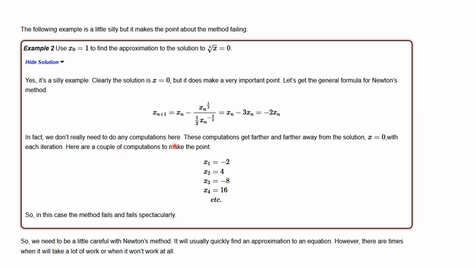Now, we really don't need to do any computations here. These computations get further and further away from the solution. And so here you can see that you get 2, minus 2, 4, minus 8, 16. And so this fails, and in fact fails spectacularly. So you do need to be careful with Newton's method. It usually will quickly find an approximate solution to the equation. However, there are times when it will take a lot of work, and others that it will not work at all.